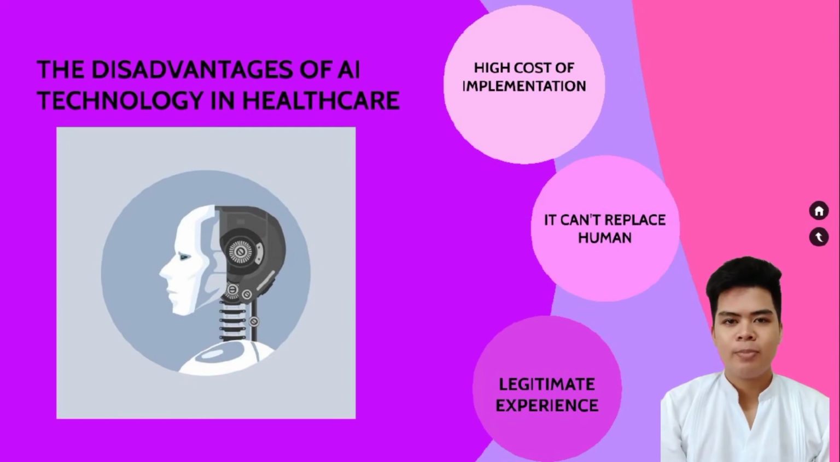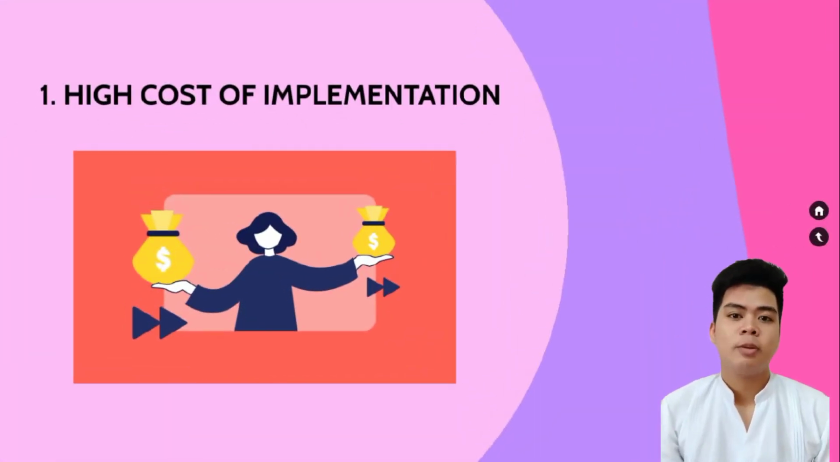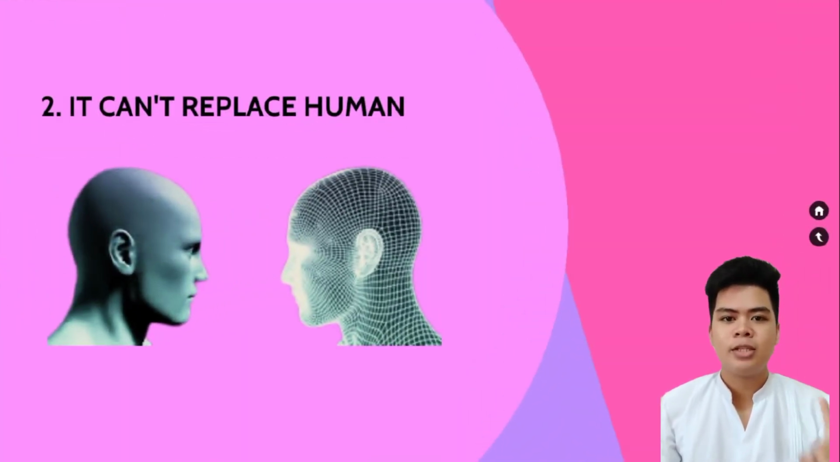AI technology also has disadvantages, starting with the high cost of implementation. As we all know, AI-based software requires a lot of money, funds, expenses, cost, complexity of engineers, maintenance, and something that can improve the machine or the technology itself. The second one is, it can't replace humans.